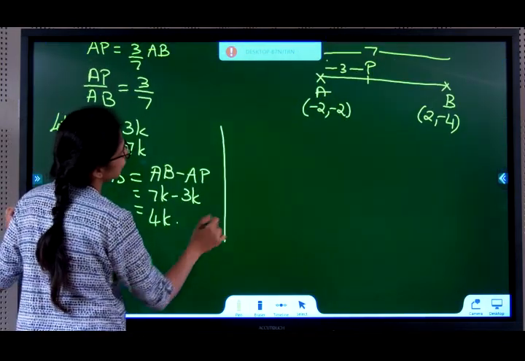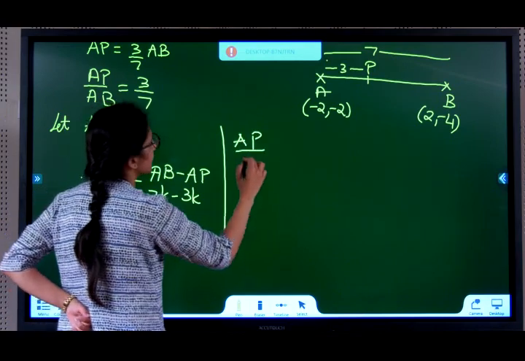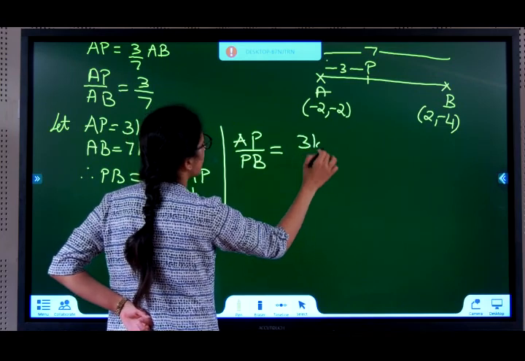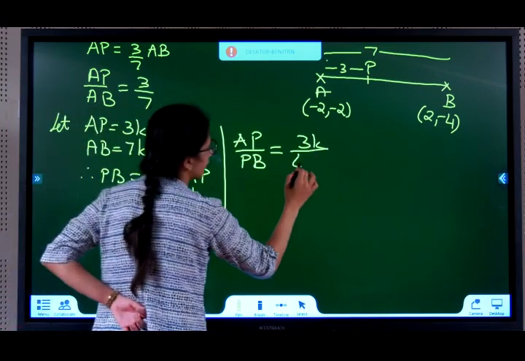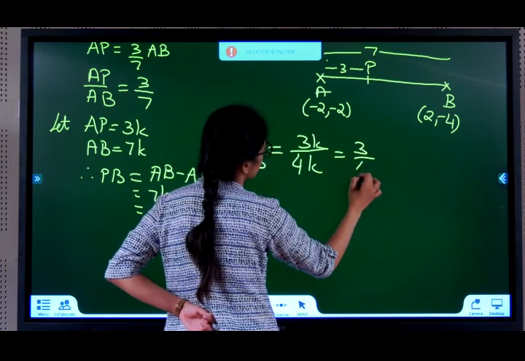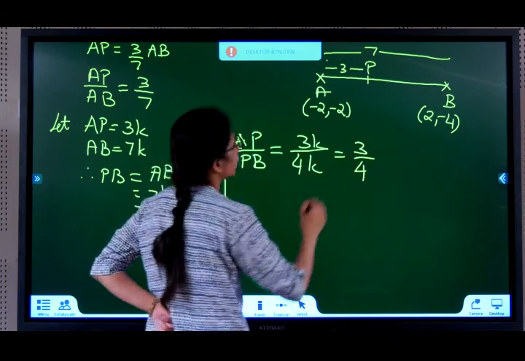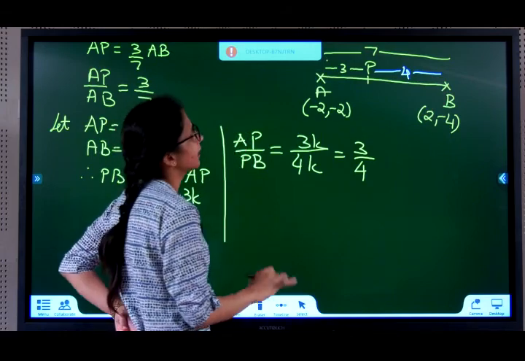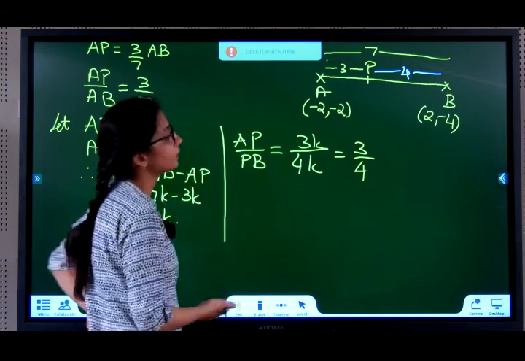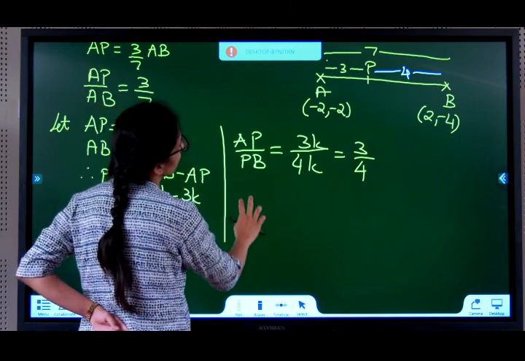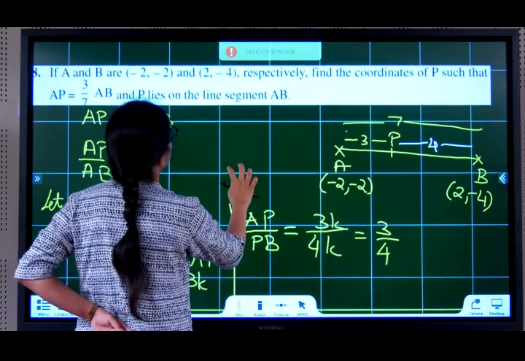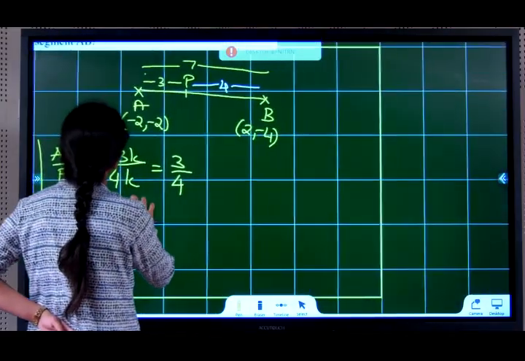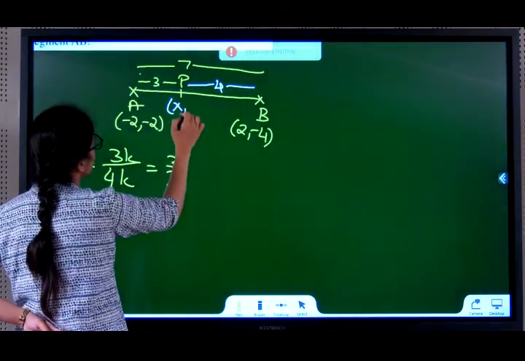Now we will take the ratio AP is to PB. So what is AP is to PB? AP is 3K, PB we just found 4K. So I can therefore say this ratio is 3 is to 4. It was 4 before also, you knew it, but you have to prove it in ratio form. So now, can we find the coordinates of P? Yes. I have all the values. I can now find the coordinates of P.